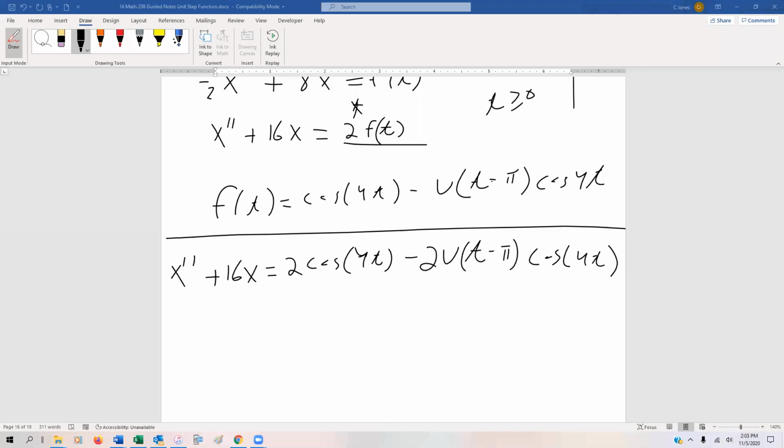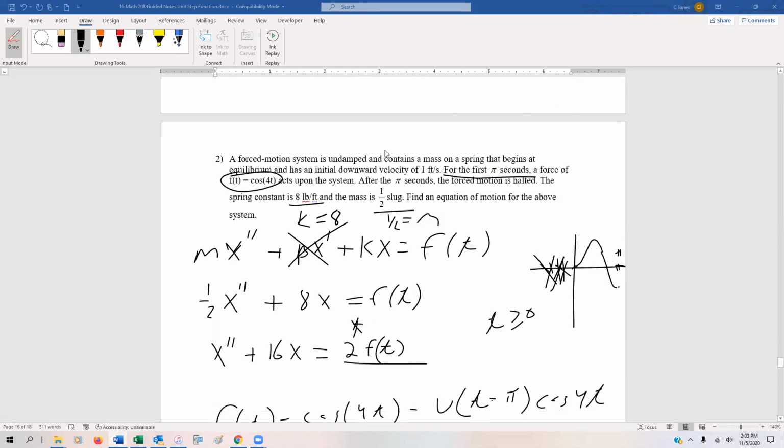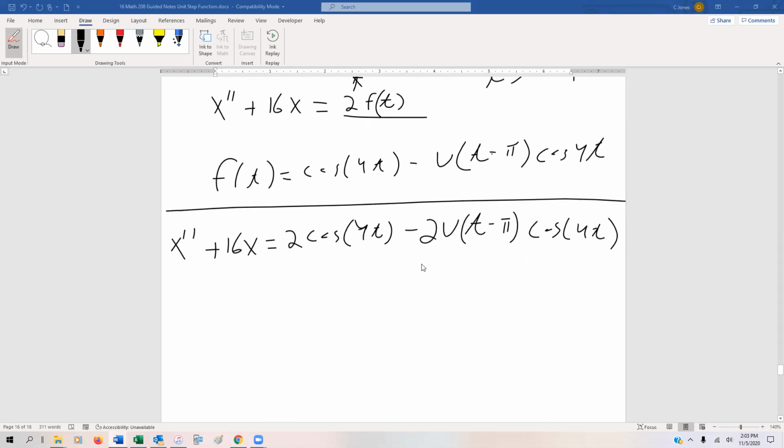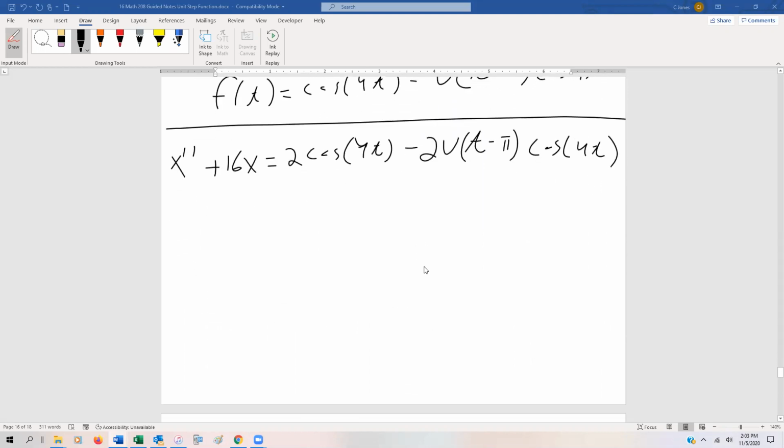We're finally going to get to the last part of this section. What we're going to do is go through and ensure that we can finish solving these types of differential equations that involve the unit step function. You might recall that we had this forced motion system and a unit step function, and we're going to solve it.